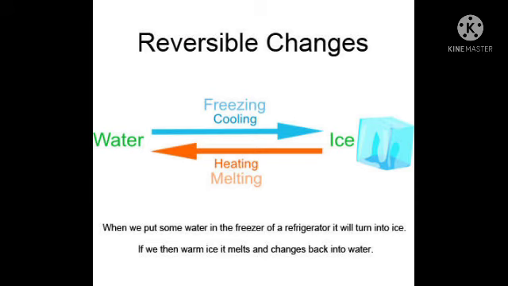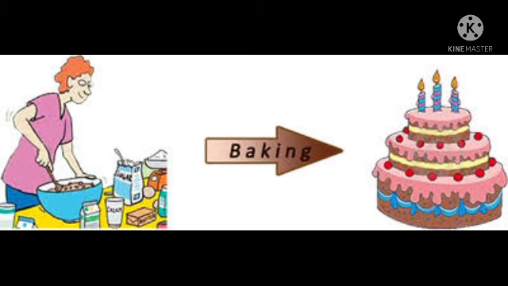Here a solid melts on being heated and the melted water solidifies on being cooled. This type of change is called a reversible change. The vaporization of liquid and condensation of vapors also come under reversible changes. Next we are going to see what an irreversible change is.